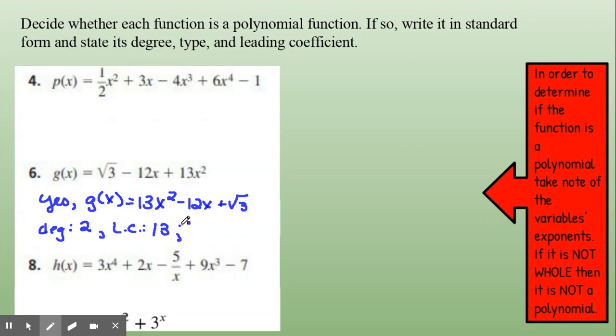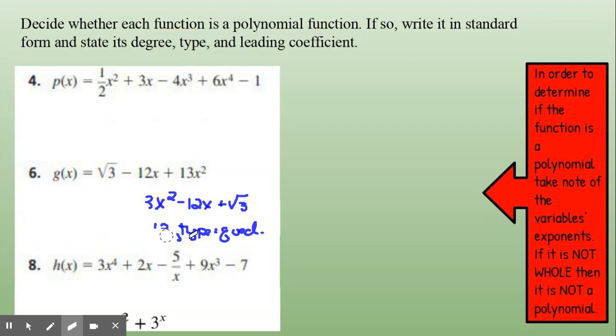And the type would be a quadratic because it is a square. Again, if it's a single, that's your linear. Squareds are quadratics. 3s would be cubics. 4s would be quartics, and so forth and so on. Okay. All right, I'm going to erase this before we move on to the next slide.